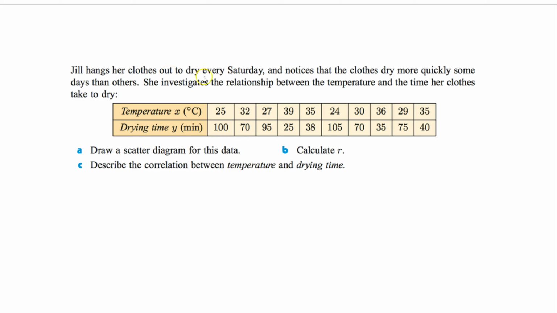Joe hangs her clothes out to dry every Saturday and notices that the clothes dry more quickly some days than others. She investigates the relationship between the temperature and the time her clothes take to dry. So here we have the Celsius temperature, and then our Y is how long it takes for it to dry.